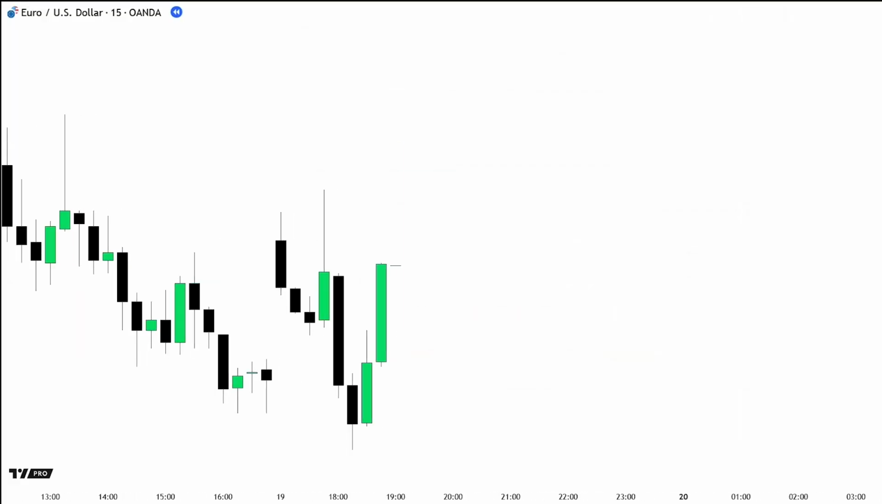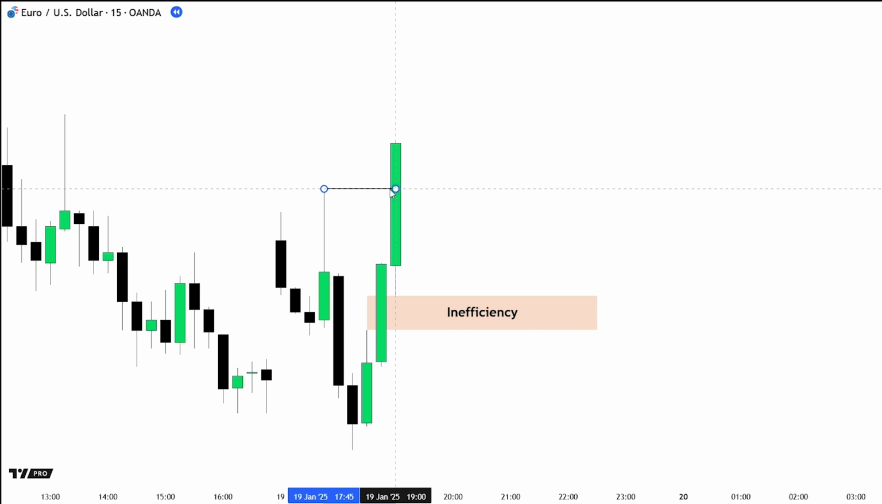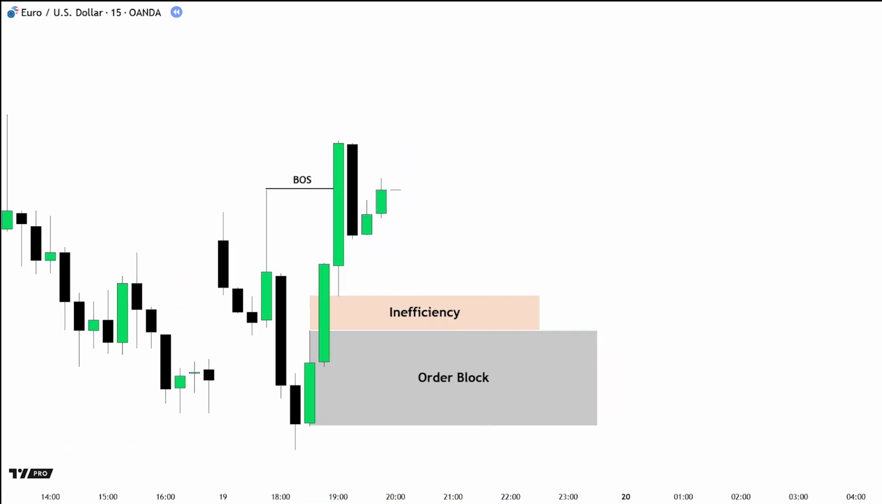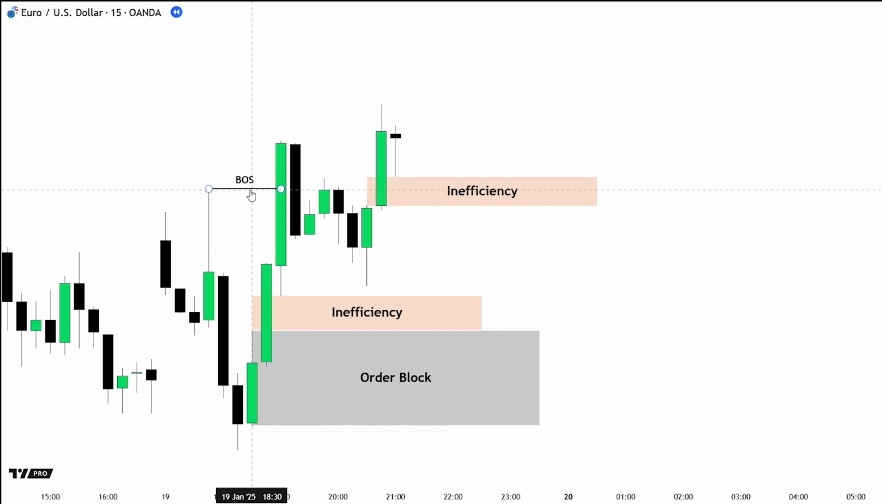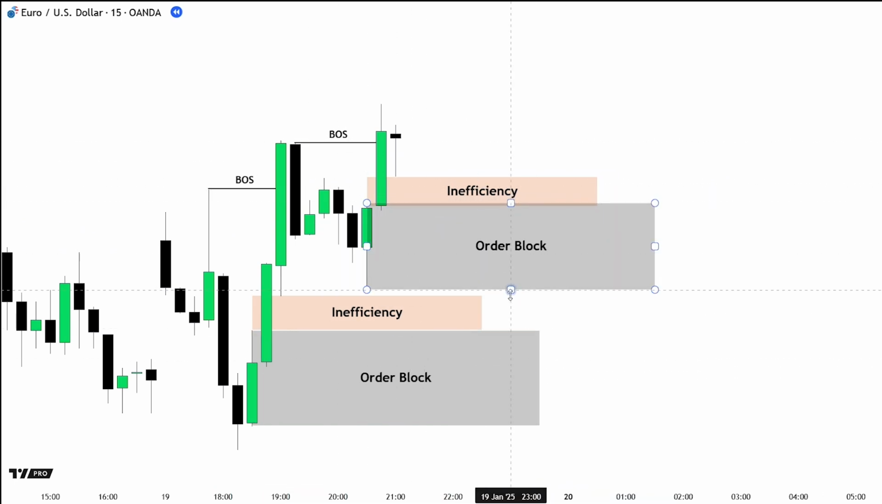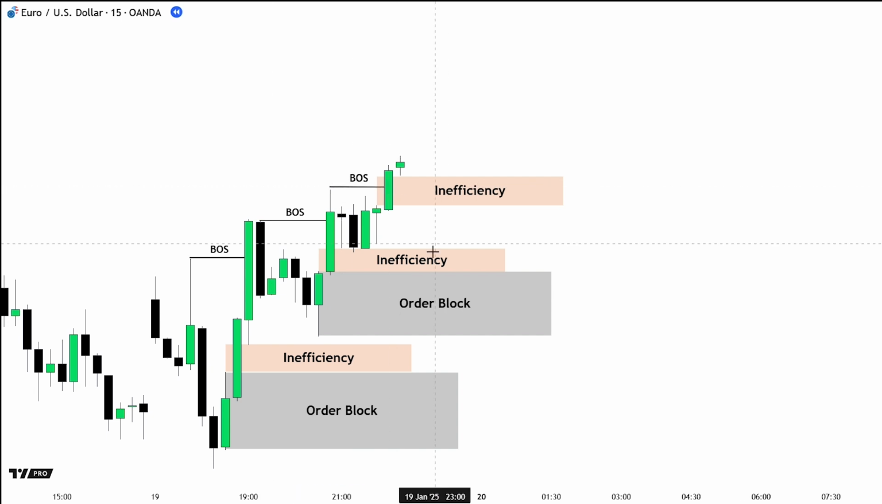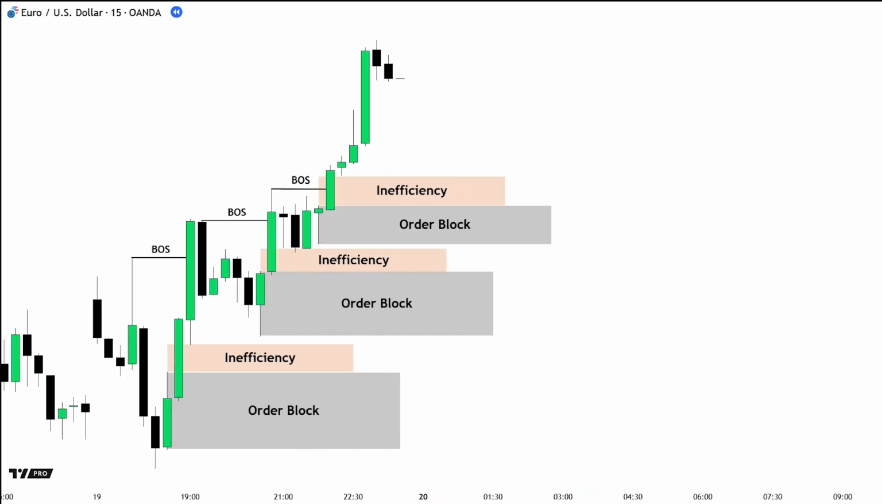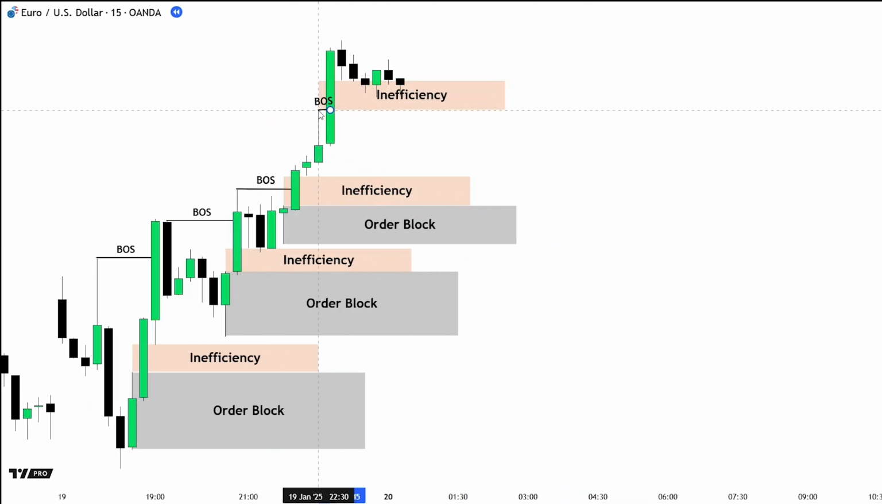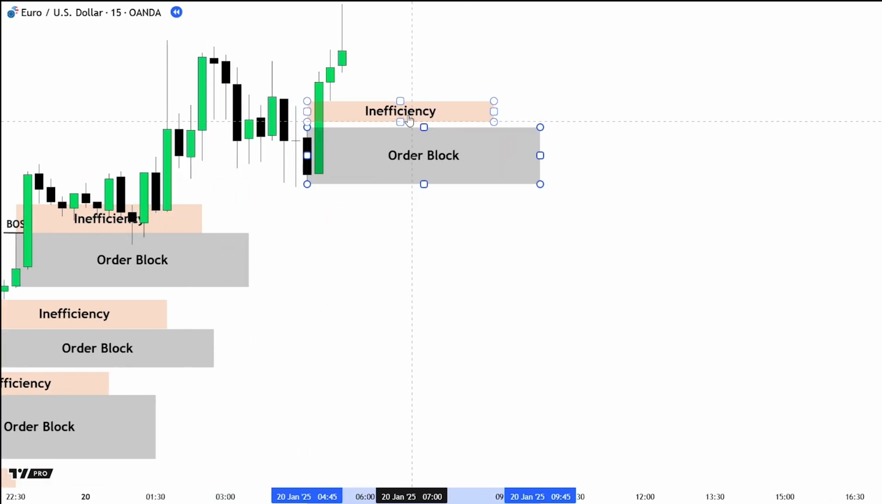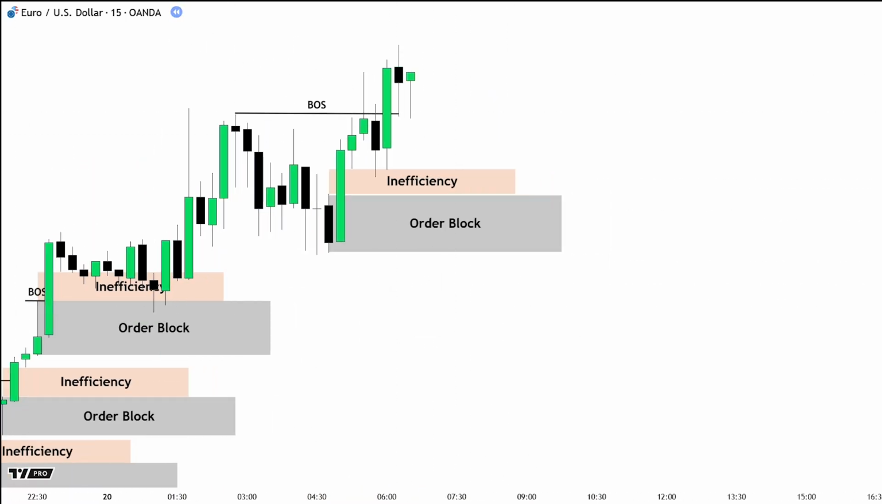For example, in this Euro-USD 30-minute chart, in order to identify valid order blocks, we start from the left-hand side of the chart, looking for clear inefficiencies, sharp price moves that leave gaps between candlesticks. We mark the candlesticks responsible for creating this inefficiency as order blocks, but only if they result in a break of structure or a change of character. According to our rules, these order blocks are valid trading zones and potential high-probability setups.